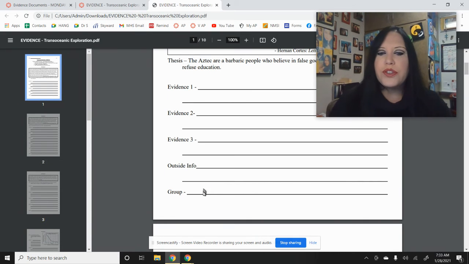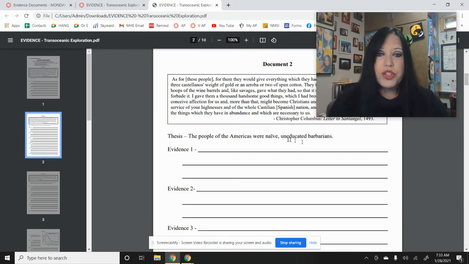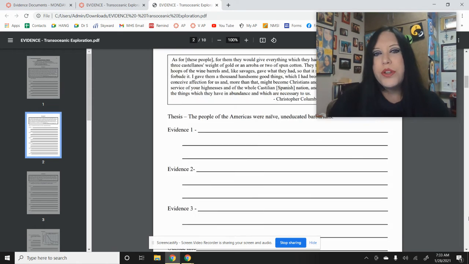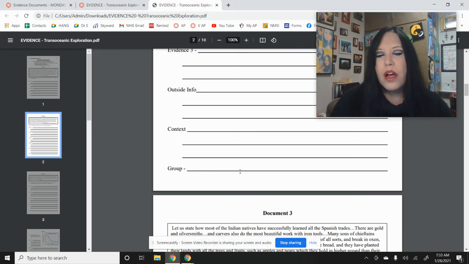But what you're doing is you're literally just putting in numbers. If document number 1 is like documents 4 and 8, you're going to put 4 and 8 here. Then you look at document number 2 and you say, okay, this one is like 2 and 6, and you put it. You're literally only writing numbers on the grouping section, just numbers. That's it.